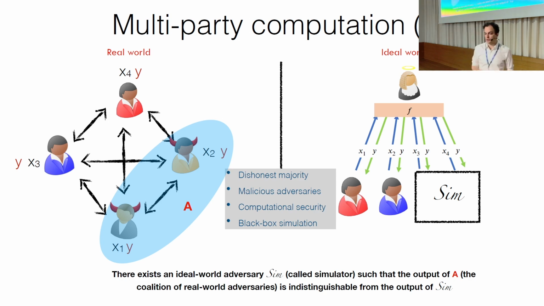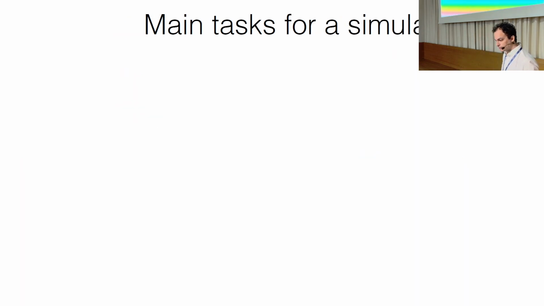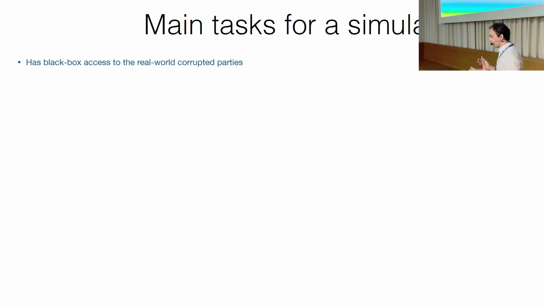The question here is: why can a simulator do that? Why can a simulator make sure that in this ideal-world experiment, it knows and uses the input that some corrupted parties are using in the real world? To summarize, the simulator is helped by the fact that it can access and have some control over the corrupted party.